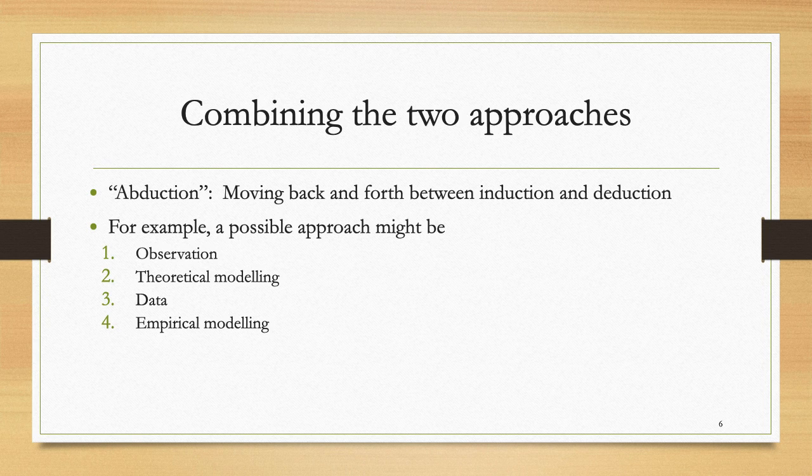If the two approaches are combined, we have abduction, moving back and forth between induction and deduction. For example, a possible approach might be observation, then theoretical modeling, then collection of data, and then empirical modeling.